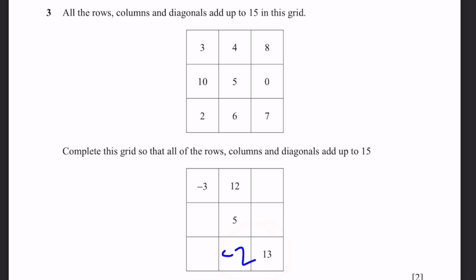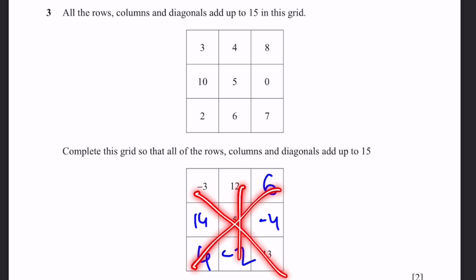13 minus 2 is 11. 11 plus 4 is 15. 4 minus 3 is 1. And 14 plus 1 is 15. 14 plus 5, 19. 19 minus 4, 15. 13 minus 4, 9. 9 plus 6 is 15. Now if you want, pause the video and you can see the same structure happening again. All the rows and the columns and diagonals add up to 15.